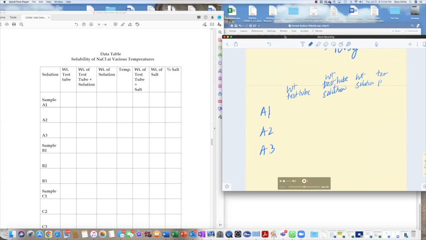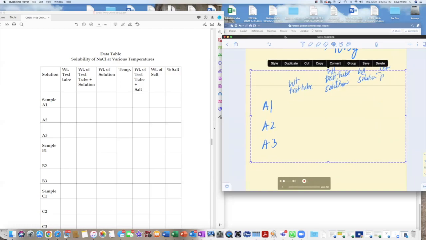I'm running out of room. You know? You think you have a lot of room, and then you realize you don't have a lot of room, and then you're sad. Okay.